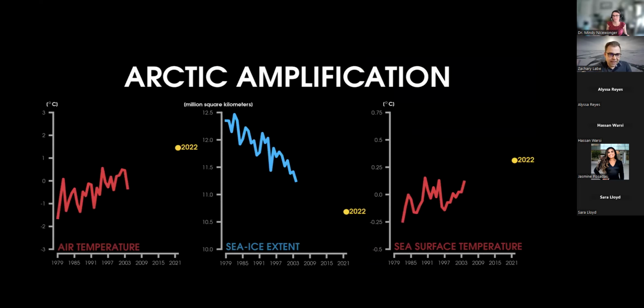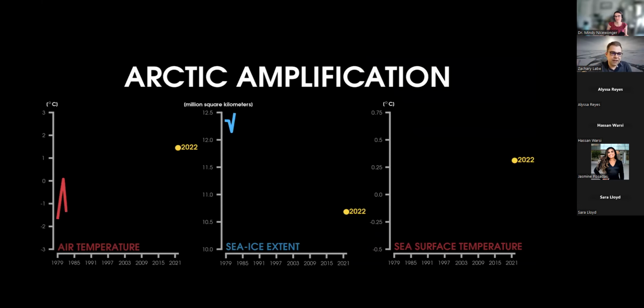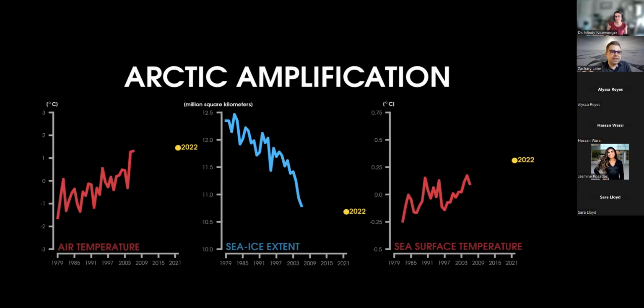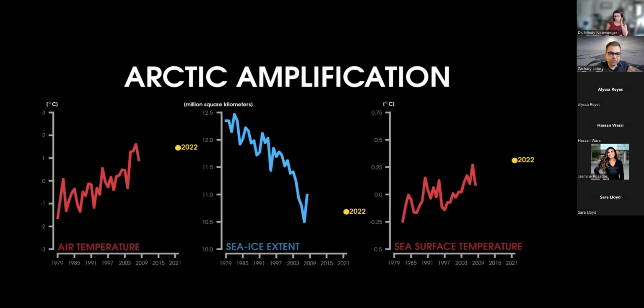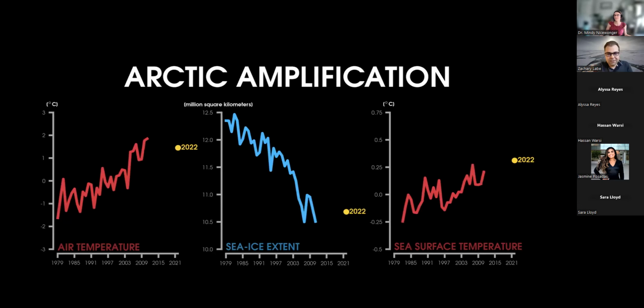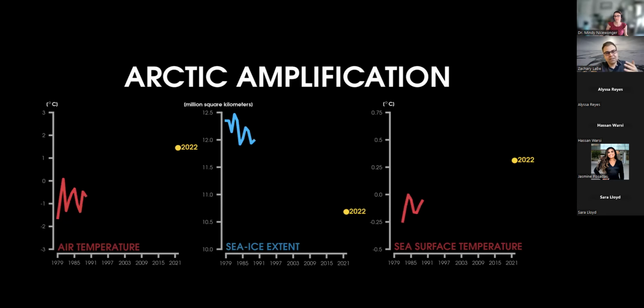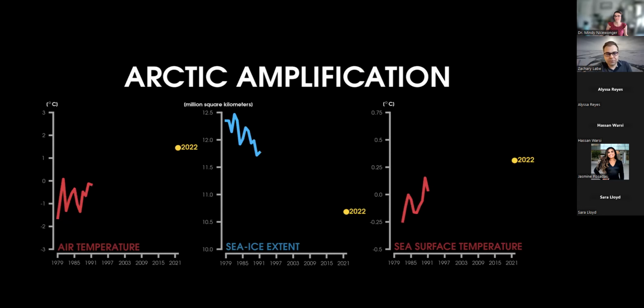So here's what you're looking at. This is really Arctic amplification summarized together. You're looking at, again, 40 some years of data. On the left-hand side, you're looking at temperature for each year from 1979 to 2022. In the middle, you're looking at the extent of Arctic sea ice. And on the right-hand side, you're looking at ocean surface temperatures. What you might notice is that the temperature of the air and the ocean is rising and the sea ice is declining. It's quite a linear trend, as you're seeing here. And again, this is averaged for each year.